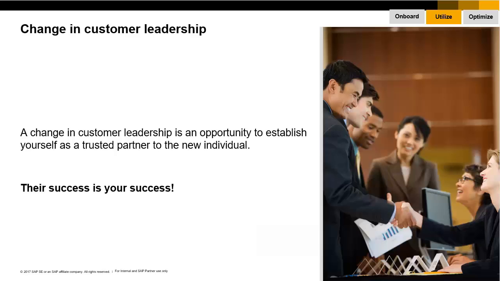Keep in mind that it's very easy for new leaders looking to make their mark to identify technology as a roadblock. With that in mind, make sure that you are taking the opportunity to quickly get in front of them and partnering with them to address anything that they perceive as a potential roadblock. And remember that their success is your success.